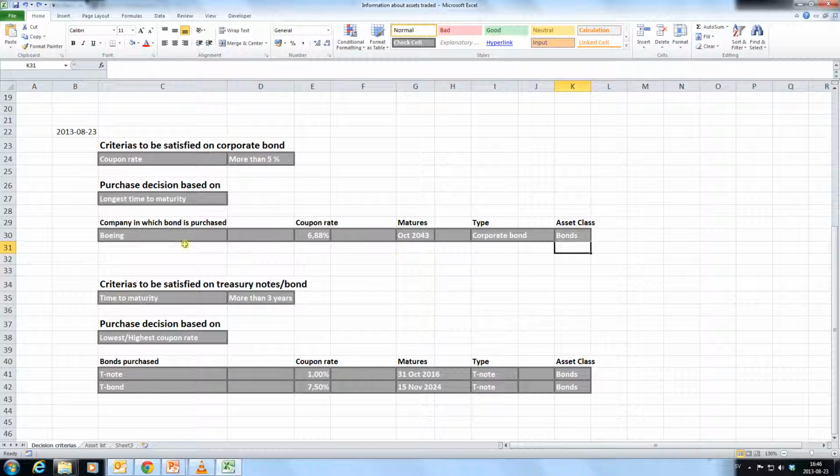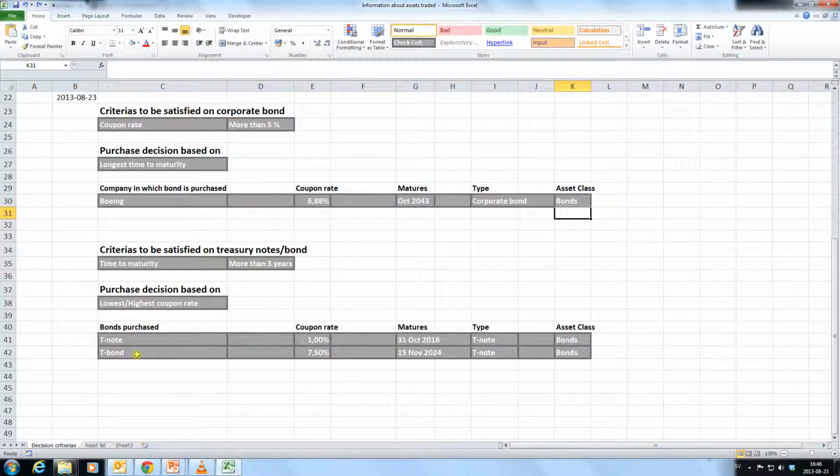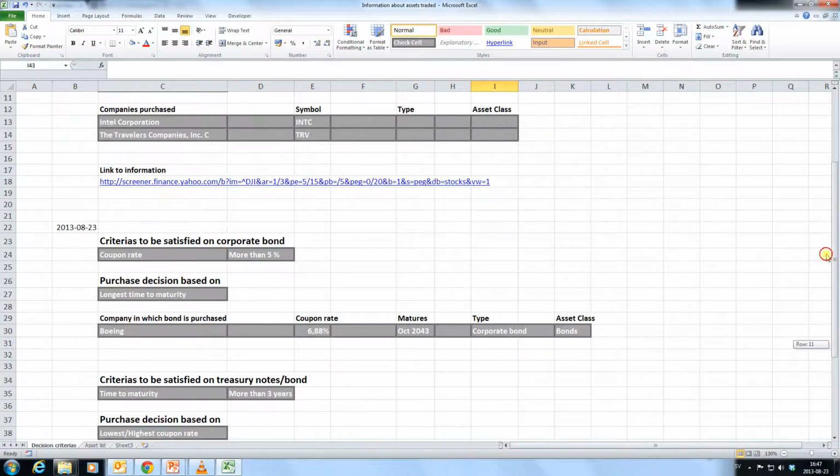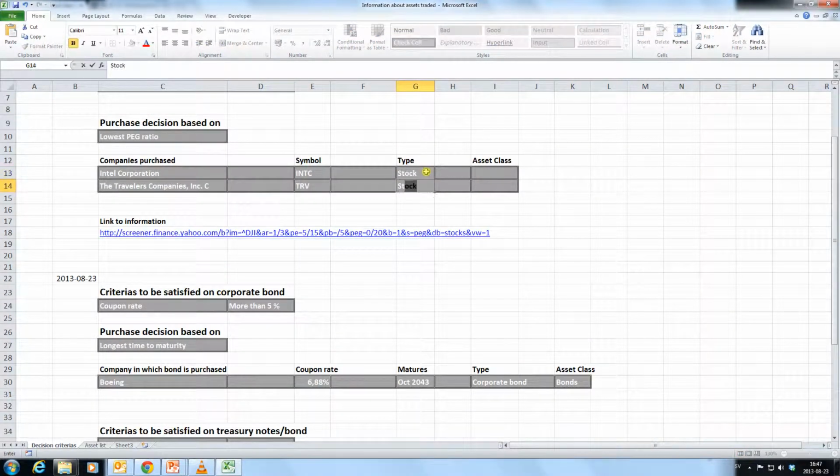So in this case, the Boeing bond was a bond, and the same goes for the T-note and the T-bond. The asset class are bonds, and the type is T-note and T-bond. And here is the information on those two bonds, and also the criteria that I had and the purchase decision. I'm just going to fill in the information on the stocks. Here we had the type of stock and the asset class for stocks. This might seem a bit redundant to write the same, but when we include the funds as well, then there's going to be a difference, because the type then would be maybe a fund or an exchange traded fund, and the asset class could be a mix of stocks and bonds, or money market instrument and bonds perhaps.